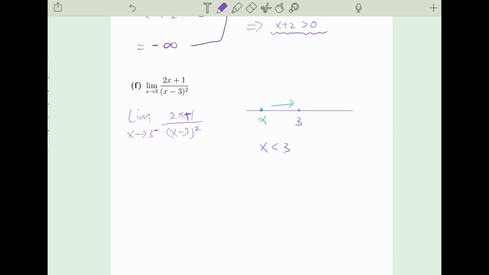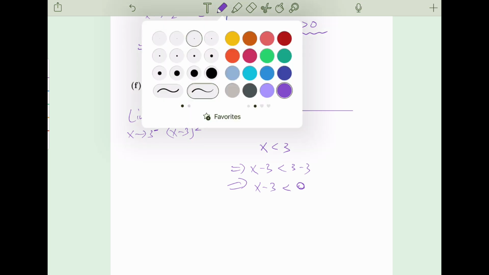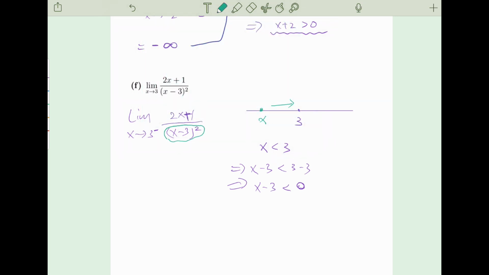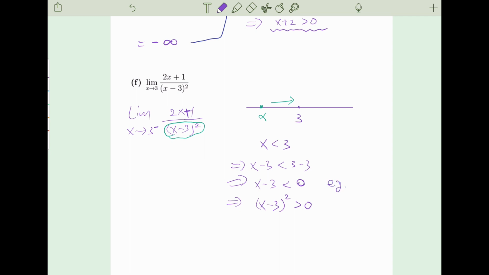Okay? And we minus 3 on both sides. So we have x minus 3 less than 3 minus 3, which gives us that x minus 3 is less than 0. But in our denominator we have this thing squared. It's not just only x minus 3. So when we square this thing, it will become positive. Imagine negative 1 times negative 1 is greater than 0, while negative 1 itself is less than 0.